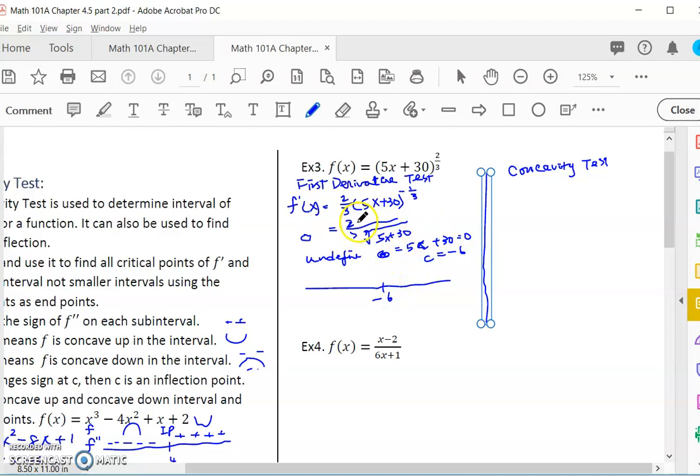And then plug in here: lower than negative 6, so x equal to negative 7. You plug in negative 7, it's a negative, so the whole thing is negative. Can you do 0 on this side? Yeah, 0 will be positive, the whole thing is positive, right? So you have increasing on this side, decreasing on the left-hand side. So increasing from negative 6 to infinity, decreasing from negative infinity to negative 6.